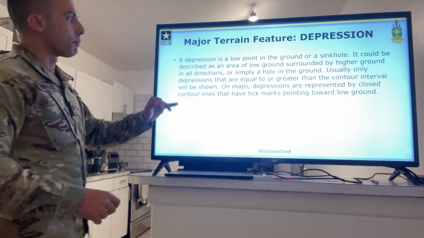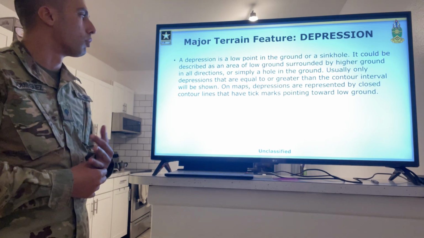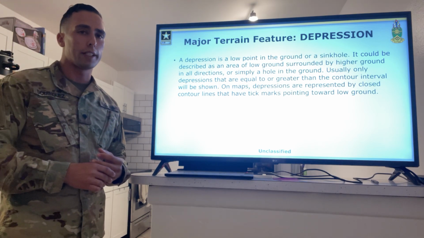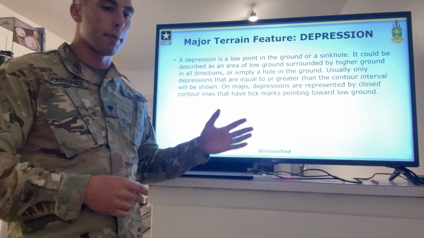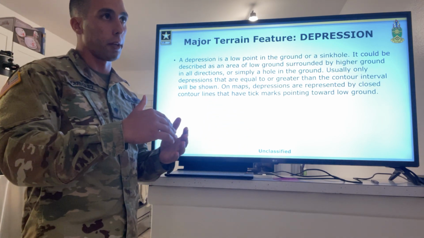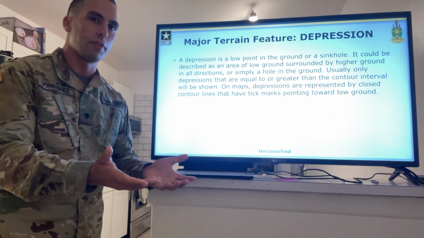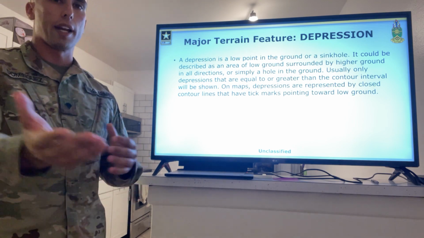So usually only depressions that are equal to or greater than the contour interval will be shown. Basically, what this means is if your map is only identifying contours on intervals of say 100 feet, and the depression is only 50 feet deep, it will not appear on the map.